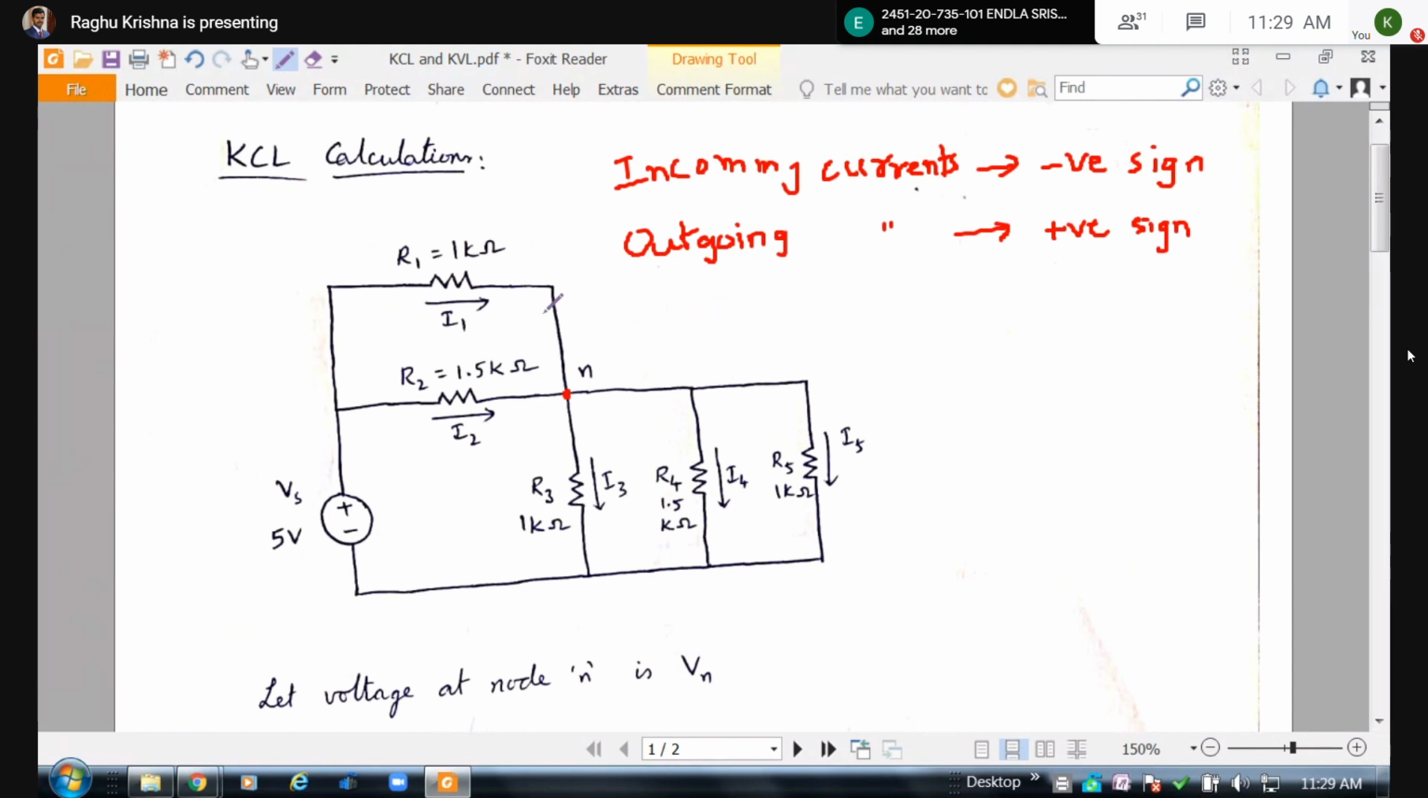So here I1, I2 are the incoming currents. So minus I1 minus I2 are entering the node, so negative sign. Next outgoing currents I3, I4, I5. So outgoing currents means positive. So plus I3, plus I4, plus I5.